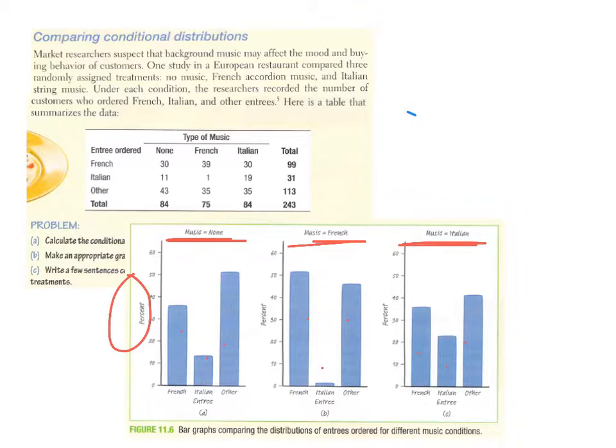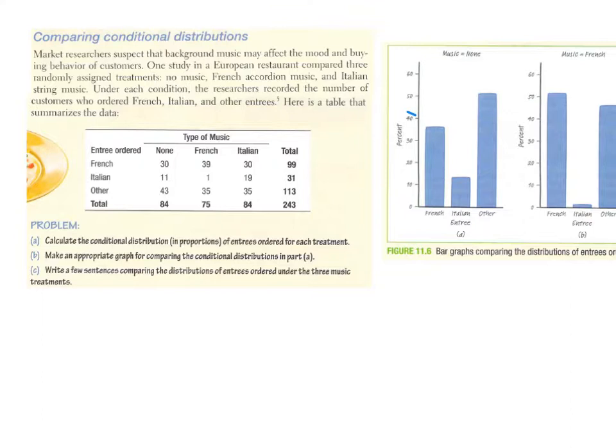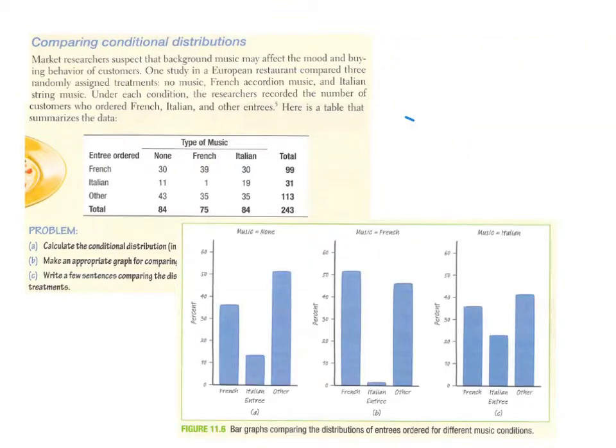So part C on this question has asked us, move this graph off to the side, has asked us to write a few statements comparing the distributions of entrees ordered under the 3 music treatments. So when you're looking for this, basically you're just looking to describe what you see in the data, what's going on there. Okay, so what we see happening here is that we definitely have differences across the 3 different music types. We have differences among the entrees that are ordered.